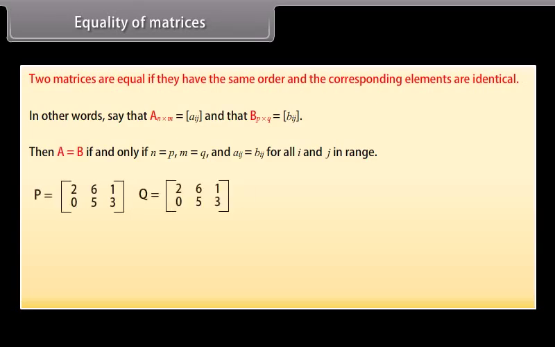Matrices P and Q are equal. Here are two matrices which are not equal even though they have the same elements.